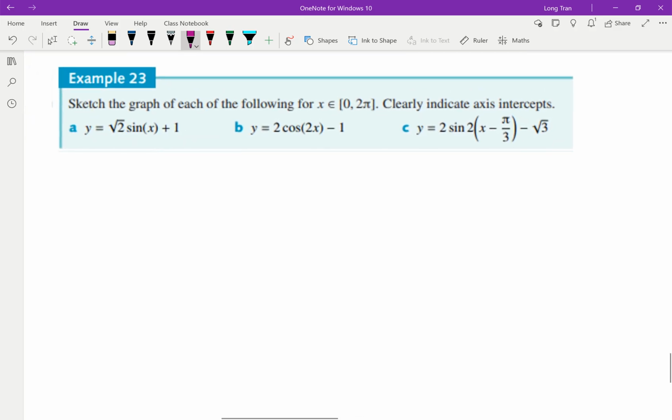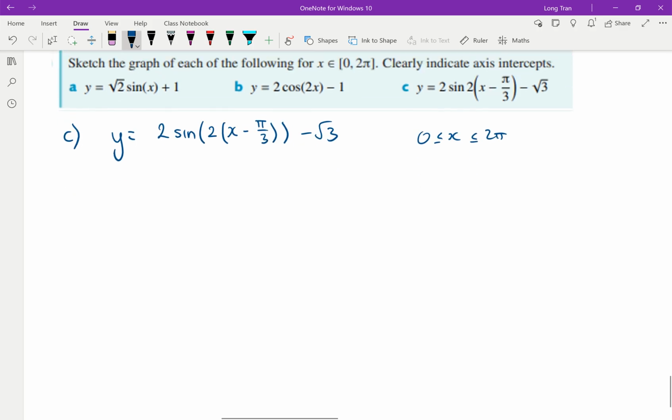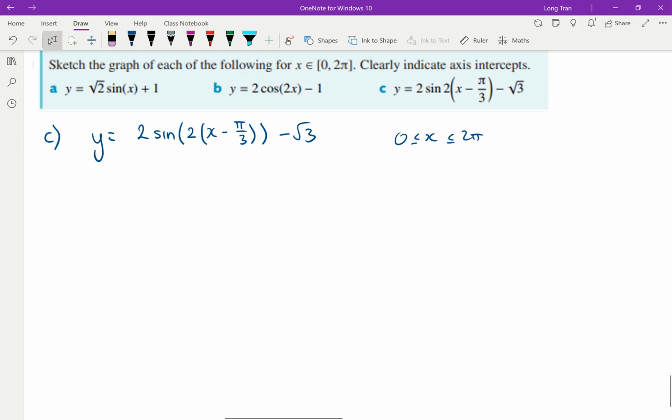So example 23, I'm going to do question C. I've got the working solutions in, as you can see there, but I'm going to do it from scratch again. So here we go. This is part C: y is equal to 2 times sine of 2 times (x minus pi on 3) minus root 3, and the domain is between 0 and 2 pi. Okay, let's start off by sketching what the graph could look like.